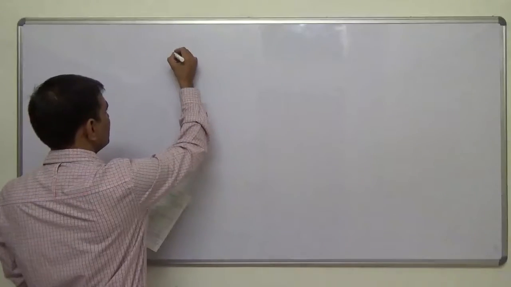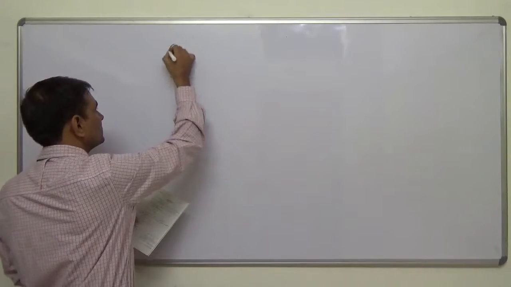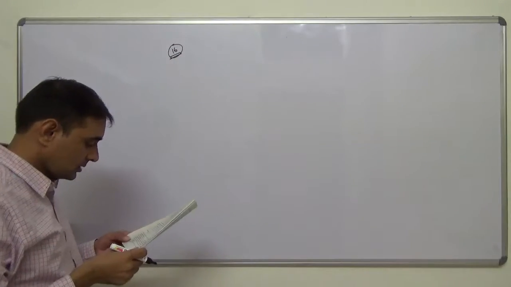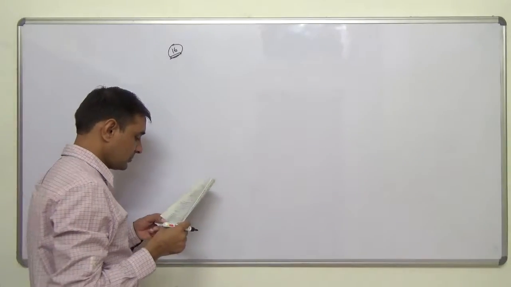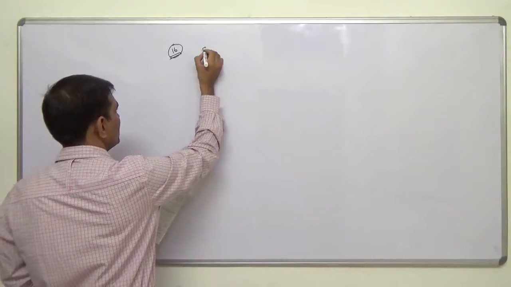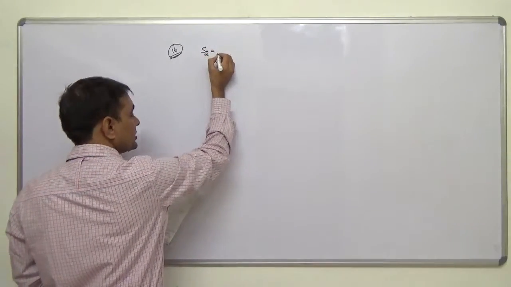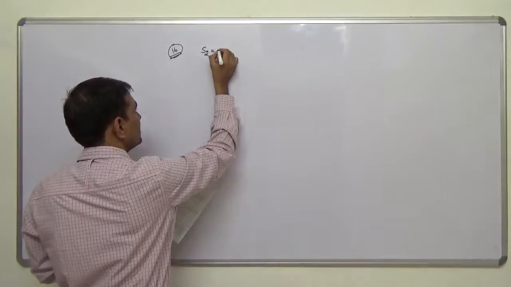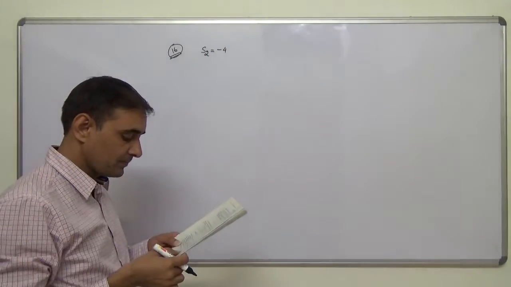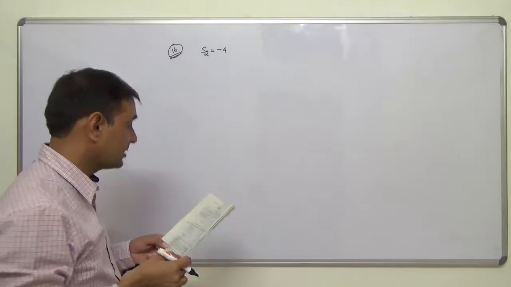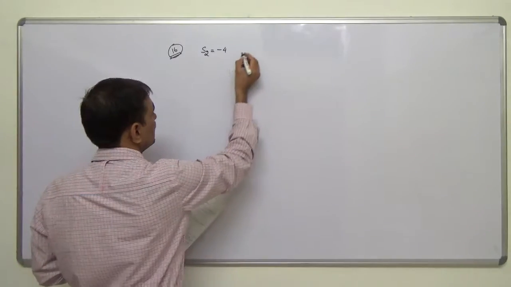Question number 16. Find a GP for which the sum of first two terms is -4. Sum of first two terms, that is S2, means the sum of first two terms is -4. First two terms का sum हमें -4 given है. And the fifth term is 4 times the third term.